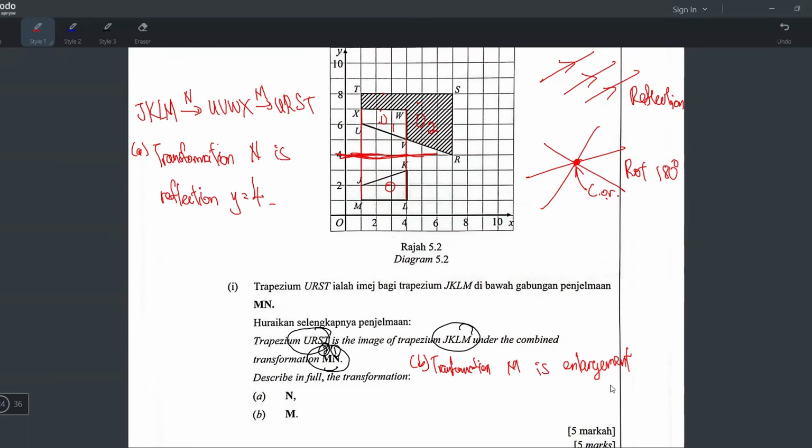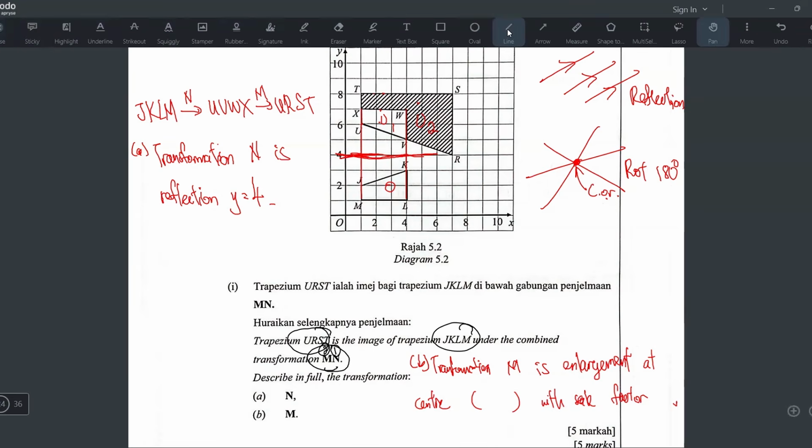Okay, for enlargement, dia ada isi penting yang kena tulis. You have to write two things when you describe enlargement, the center and the scale factor. Dua-dua pun kena tulis. You tulis satu saja pun tak boleh. Salah juga. So, as enlargement, and usually I write in this format. I write at center, and then I tulis dia punya pusat dekat sini, and then with scale factor, and then I'll write down the scale factor lah. Okay, of course, we have to find the center of enlargement, but it's not difficult. You just have to join the line, draw line. But you have to join to the corresponding lah.